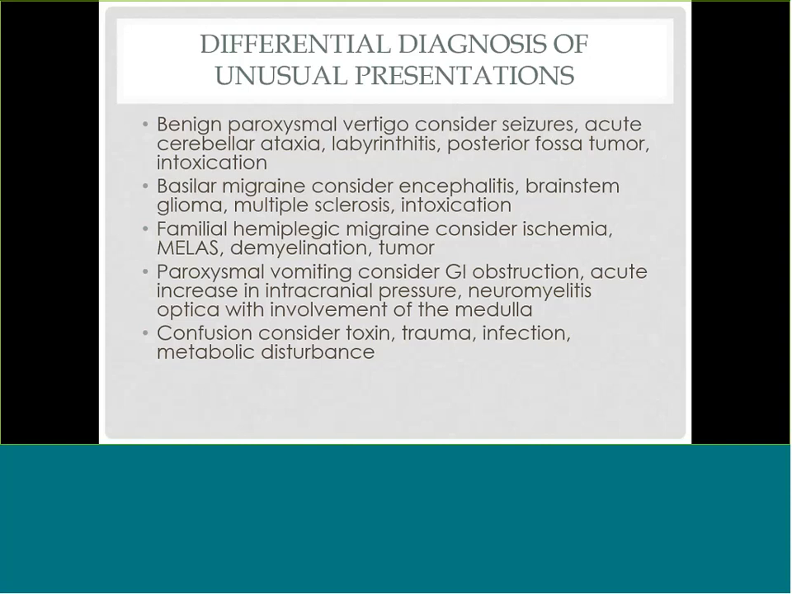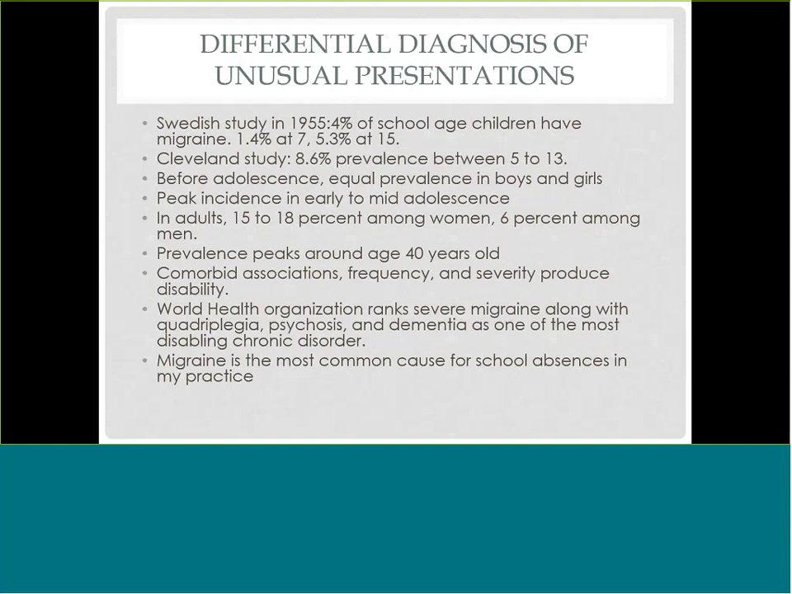There's another demyelinating syndrome called neuromyelitis optica, which can involve the medulla, and these patients may also present with paroxysmal vomiting. If a patient has intermittent confusion, we have to think of multiple abnormalities, including subclinical seizures, toxins, trauma, infection, metabolic disturbances, or other metabolic diseases.